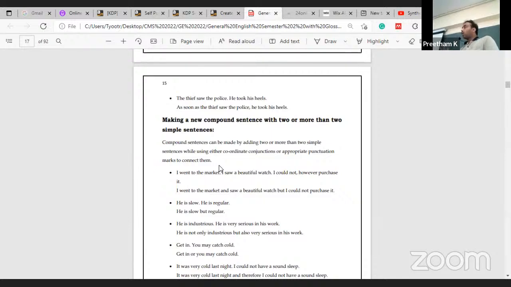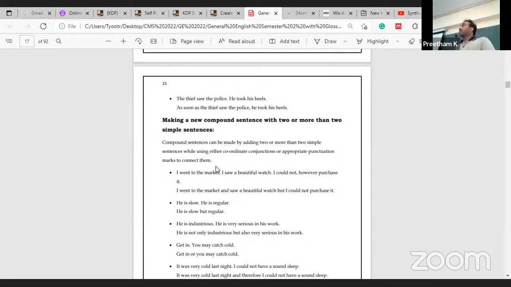a compound sentence? Compound sentence is easy. Simple sentence is the basic. Compound sentence, you just add conjunctions. Complex sentence, you will have multiple simple sentences. Compound sentences can be made by adding two or more simple sentences while using either coordinating conjunctions or appropriate punctuation marks to connect them.